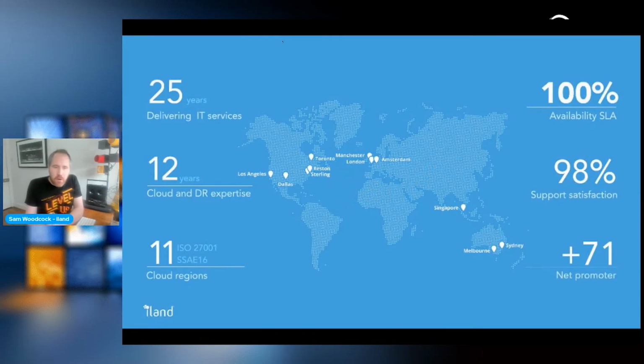We've actually been focused on cloud and disaster recovery for the last 12 years. And we're operating in 11 global cloud regions today. So what this means to you is if you're operating primarily in the UK and you need to make sure that your data stays in the UK, you have the choice of either London and Manchester to replicate your data to.